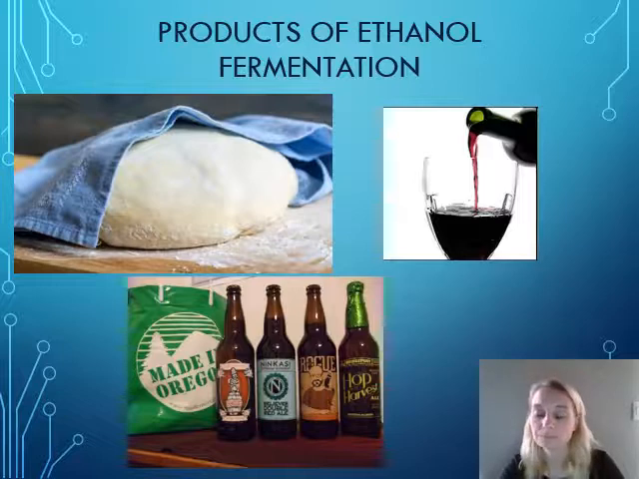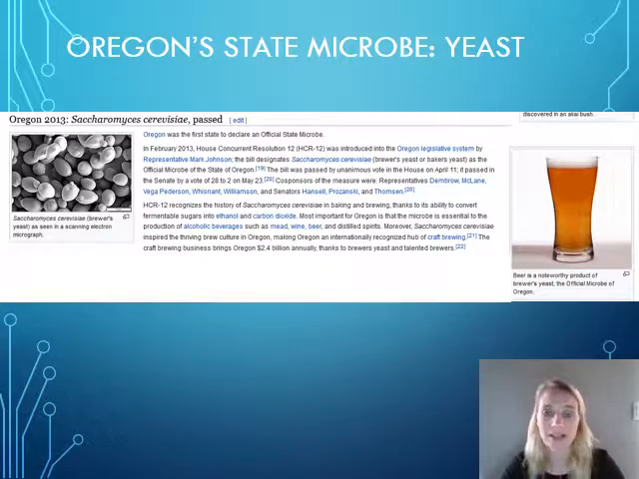Especially here in Oregon. So that brings me to the last slide: we actually have a state microbe. Oregon was the first state to vote and pass a state microbe. Like we have state birds and state trees and songs and all this kind of stuff, we actually have our state microbe as yeast. It was passed in 2013 by our legislature, and it is called Saccharomyces cerevisiae. It is the ethanol fermenter that gives us our brews, microbrews all over the state. So that is kind of a cool connection.